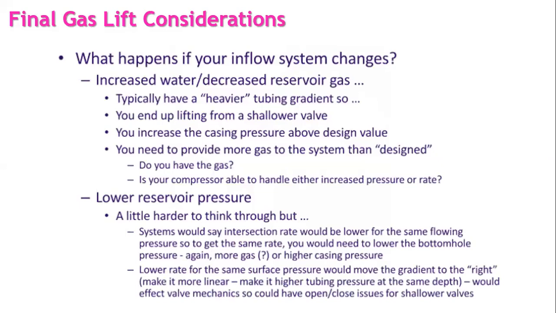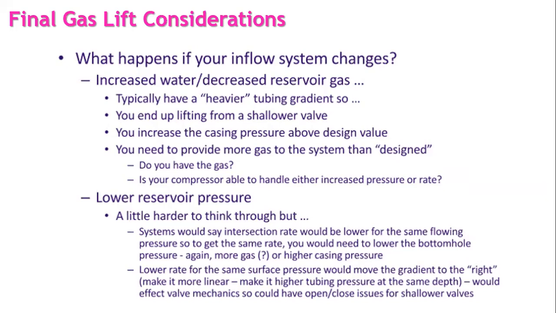So some questions, of course, as I mentioned at the beginning, the reservoir is an entity that is changing. We are producing the well, so the reservoir pressure is changing. The fluids are changing. The GOR is changing. The water cut, of course, is increasing. So what happens if we have increased water or decreased reservoir gas? So in that case, we have a heavier tubing gradient. It was not originally considered.